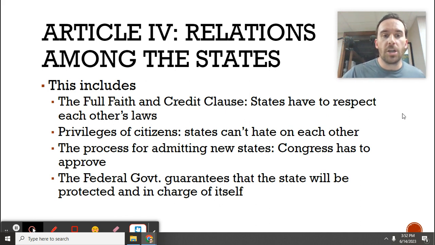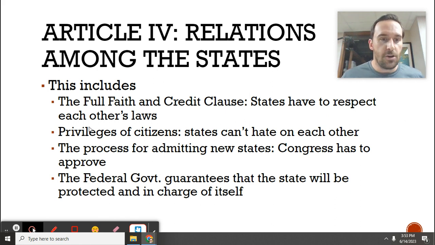Let's jump right in. Article 4, that's what those Roman numerals mean, IV, is all about relationships among the states. And it includes a few things that we don't think of often but are very handy. For example, the full faith and credit clause is what states that states have to respect each other's laws. For example, if you have your driver's license and maybe you've driven into Illinois or Arkansas or one of our neighbor states, you probably know that you don't need to get an Illinois driver's license or an Arkansas driver's license or a New York driver's license. Your one Missouri driver's license will allow you to drive all throughout America, and that's thanks in part to the full faith and credit clause.